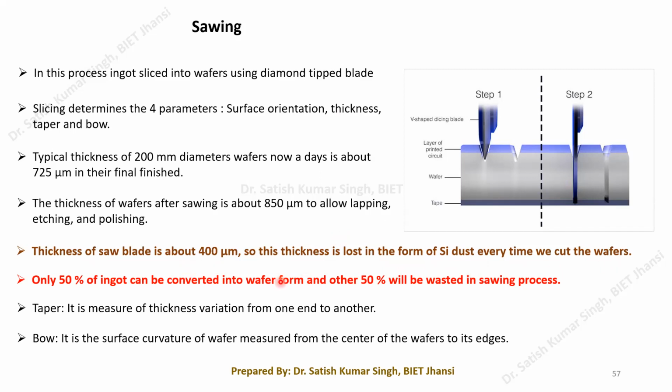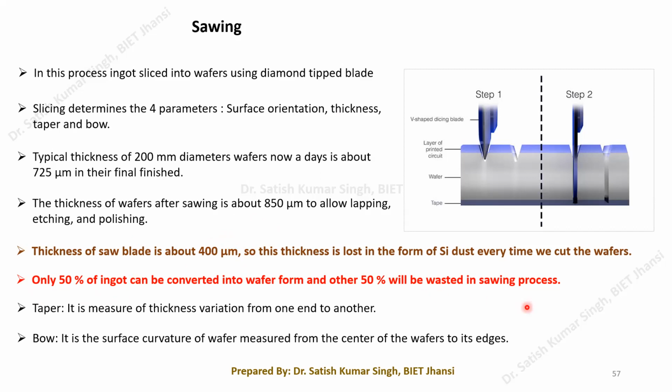Fine, so we are going to lose it. Ultimately, when you cut a large number of wafers out of your ingot, only 50% of the ingot can be converted into wafer form, and the other 50% will be wasted in the sawing process. That you have to remember. So the entire ingot cannot be converted into wafers, because of the thickness of your sawing blade.